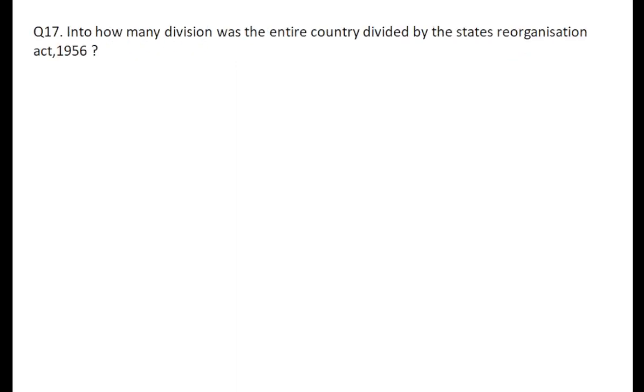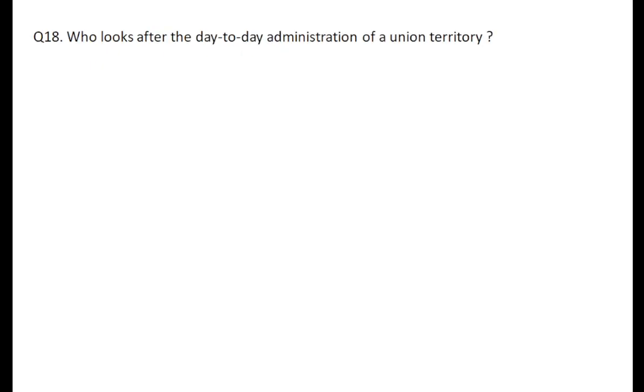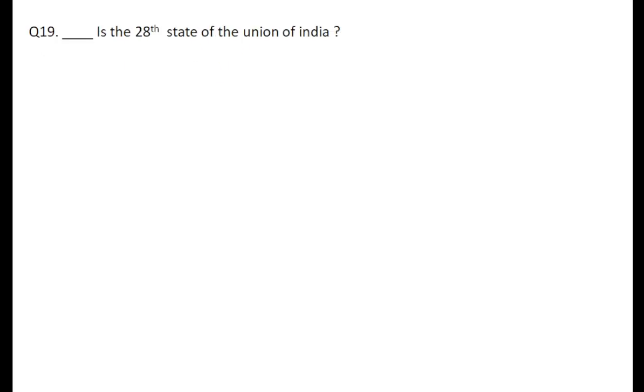Into how many divisions was the entire country divided by the States Reorganisation Act 1956? 14 states and 6 union territories. Who looks after the day-to-day administration of a union territory? The lieutenant governor. Dash is the 28th state of the Union of India.